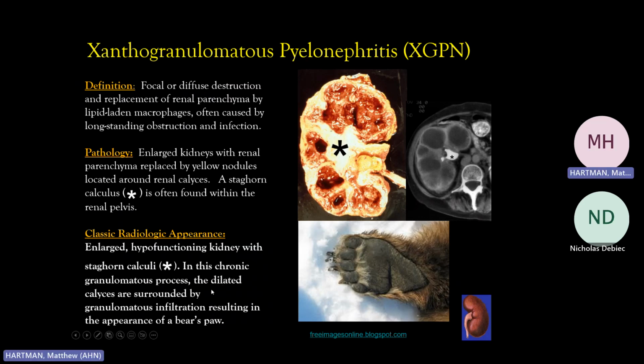One of my favorite entities, XGPN, xanthogranulomatous pyelonephritis. The triad: you get a staghorn calculus with an enlarged hypofunctioning kidney. This kidney is not doing anything. It barely enhances, and we've got this dilated collecting system, which if you put a needle in there, you would get these lipid-laden macrophages, just a chronic granulomatous process going on. And this has been likened to the bear paw sign. Pads for the bear paw there.